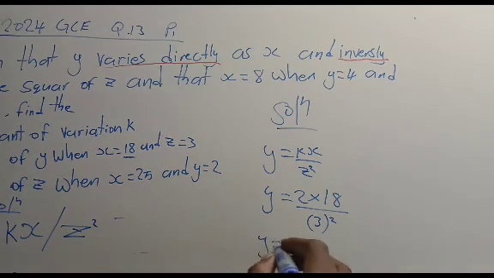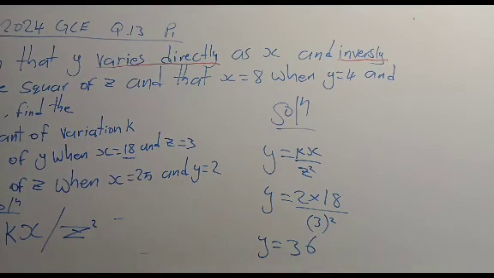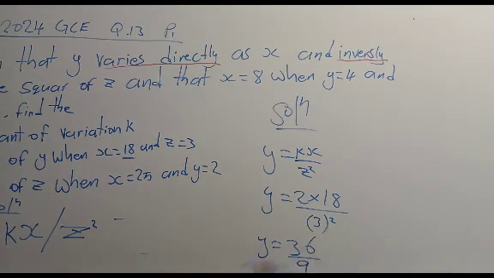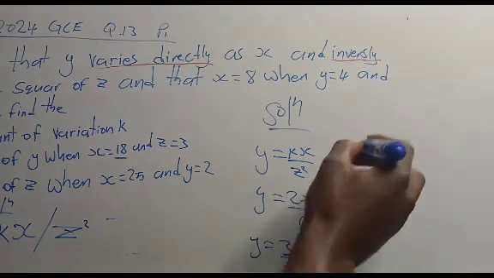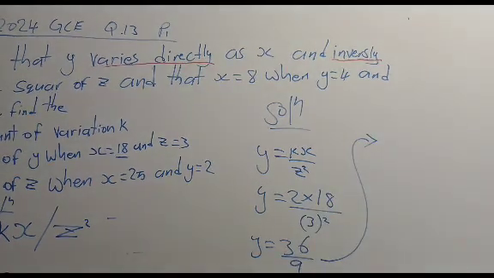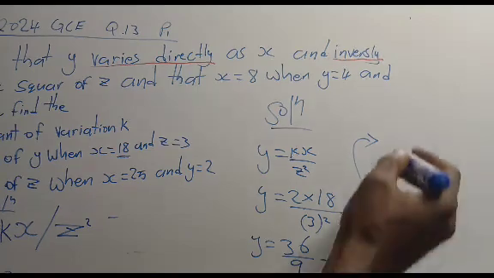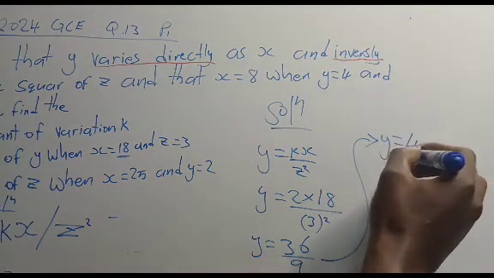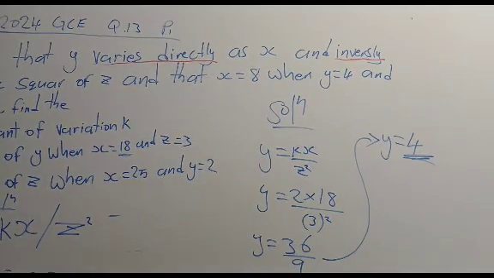So we'll say y is equal to 2 times 18, you get 36. Then down there you have 9, because if you square 3, you have 9. Then your answer will be 36 divided by 9, you get y is equal to 4. And this is your answer for that part. Let's go to the next one.